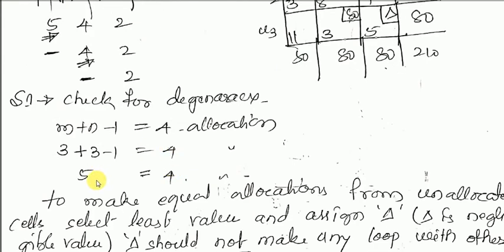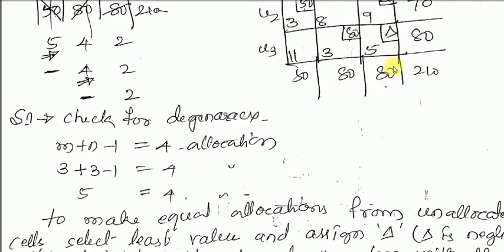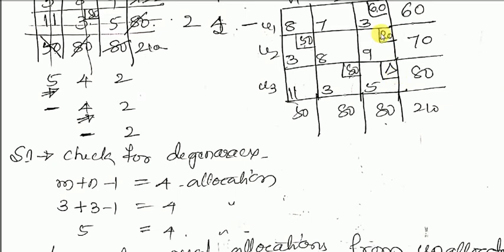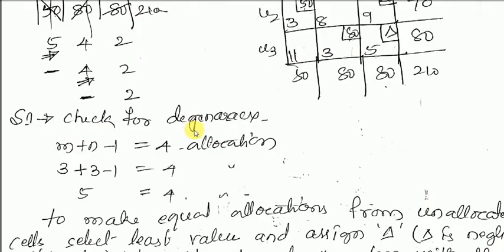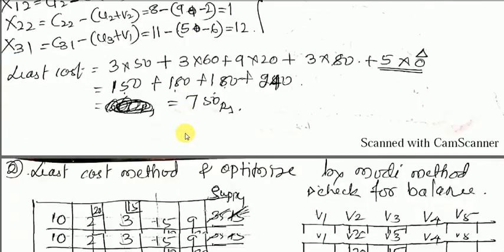Here it is called checking of the degeneracy problem. The only important part: the number of allocations is not equal to 4 here. To make it equal to 5, what you have to do? You have to assign delta. Where do you have to assign delta? For the least of the unallocated cells, and that least should not make any loop with alternative allocated cells.